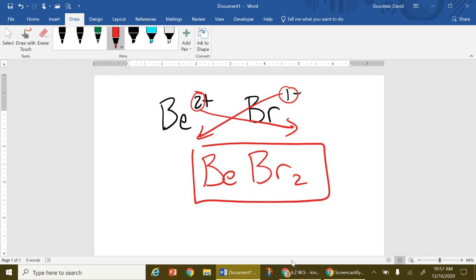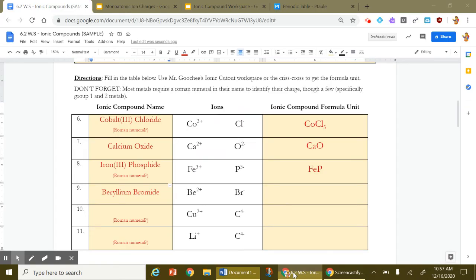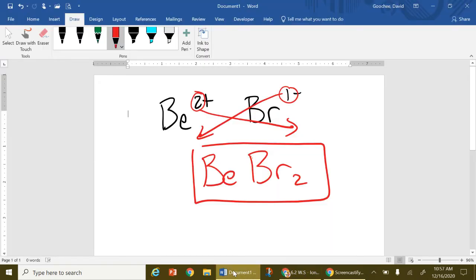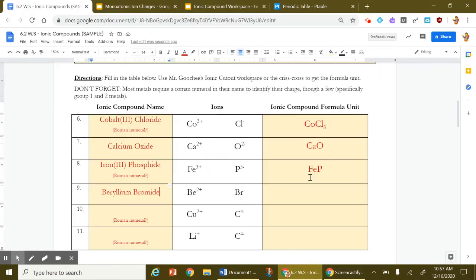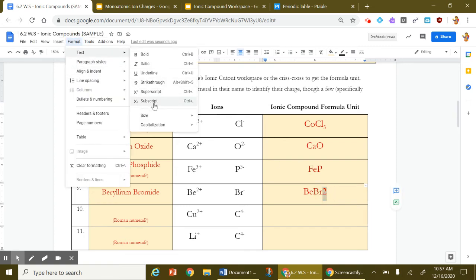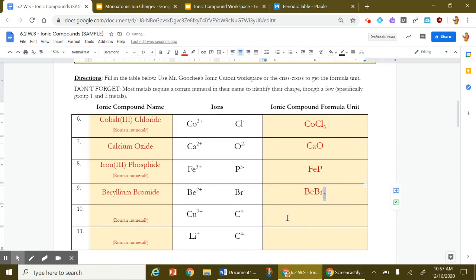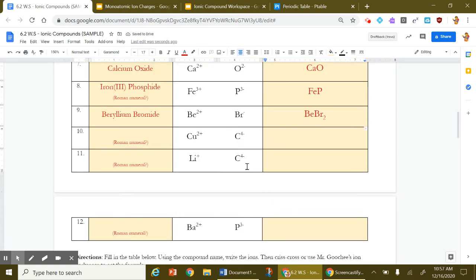What number was this from the homework? Number 9. This is number 9 right here. So BeBr2. Let me write that in. BeBr2. And I'm going to make sure I highlight this too. Format, text, subscript. Great. On to the next one.